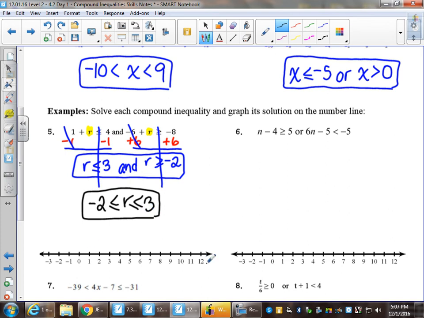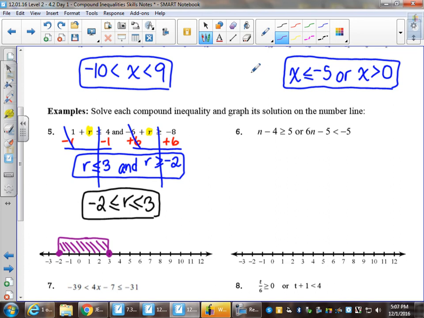It's nice that I have my number line. It's got the numbers on it. Choose which one you're going to use to graph. We should get the same graph. R is less than or equal to 3. And r is greater than or equal to -2. In other words, r is in between -2 and 3. And we are done with number 5.